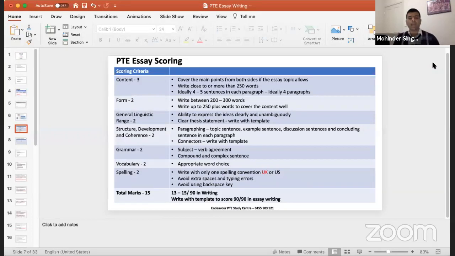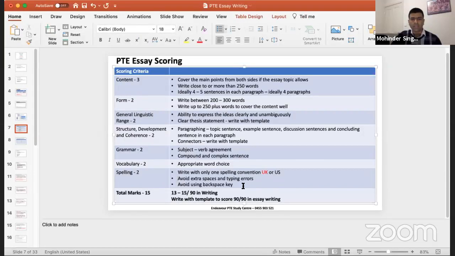Then we are talking about spelling. Try to use only one spelling convention consistently, either UK or US. Avoid extra spaces and typing errors, and avoid using the backspace key. I mean, this won't affect your score a lot. It won't affect your main skill, but it may give you a bad score in the spelling.